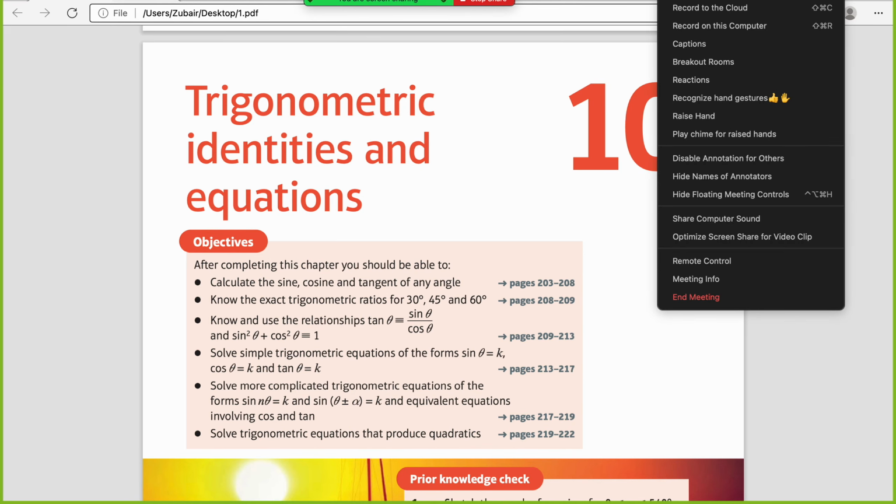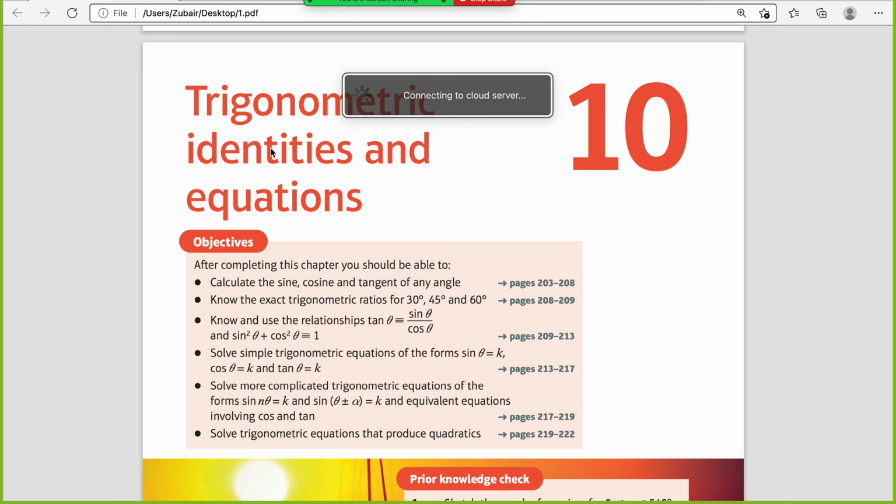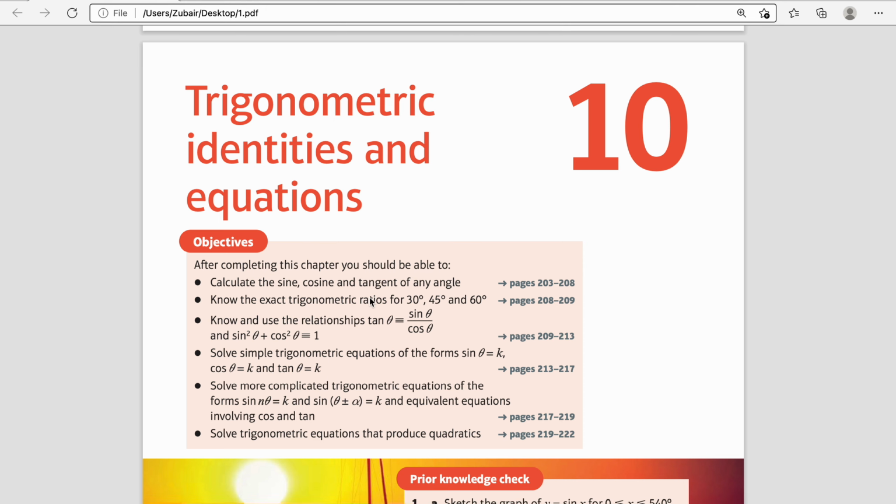Okay, chapter 10, Trigonometric Identities and Equations. So what we'll be covering is calculate the sine, cos and tan of any angle. Not an issue, we have our calculator. Know that the exact trigonometric ratios of 30, 45, 60. Yes, we'll be doing that. And then we will be touching these identities.